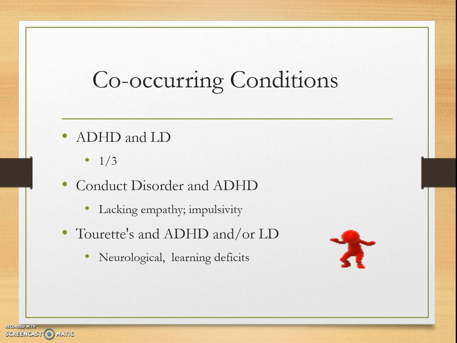Co-occurring conditions. Here we see 3 of the most co-occurring conditions: ADHD and LD, conduct disorder and ADHD, and Tourette syndrome with ADHD and/or a learning disability. Much of this has to do with the impulsivity that is marked by ADHD, as well as the lack of attention.